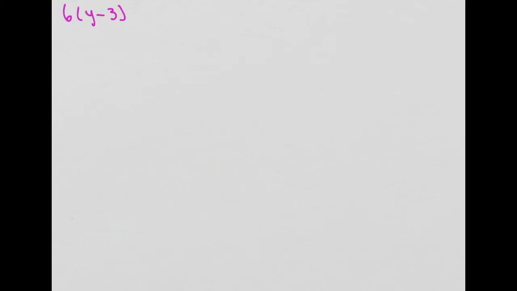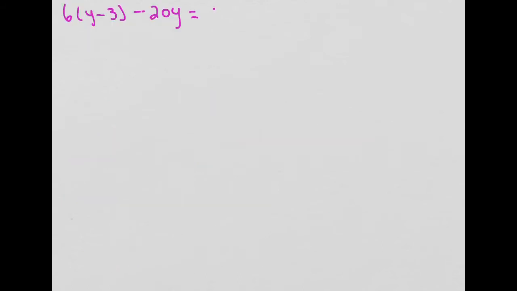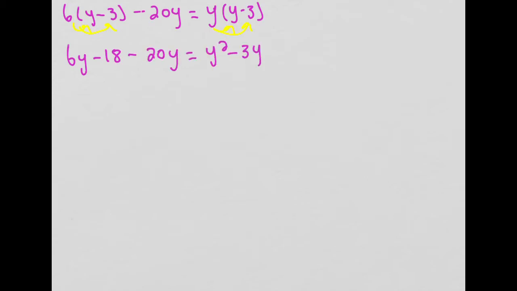Minus 20y equals y times y minus 3. I'm going to go ahead and distribute this right here and here as well. So I have 6y minus 18 minus 20y equals y squared minus 3y.